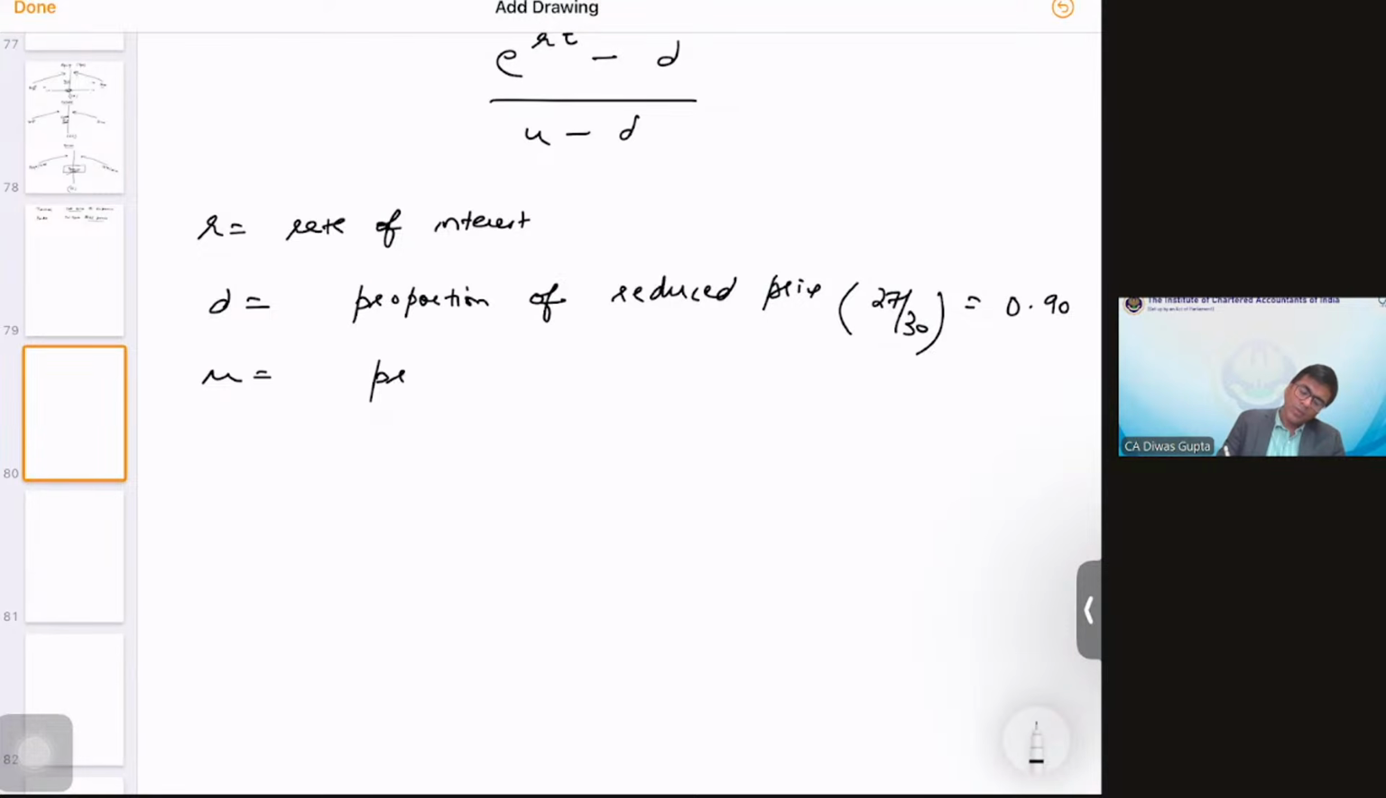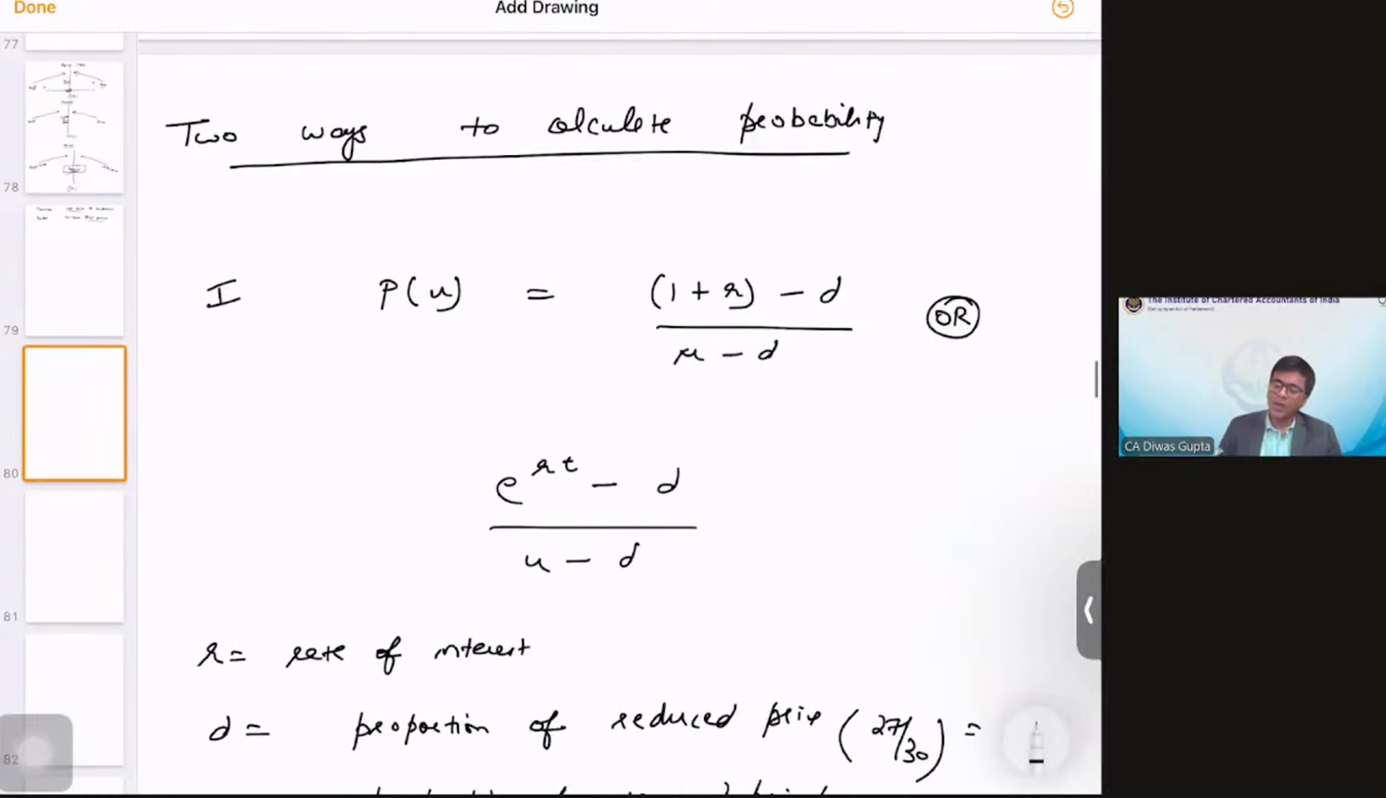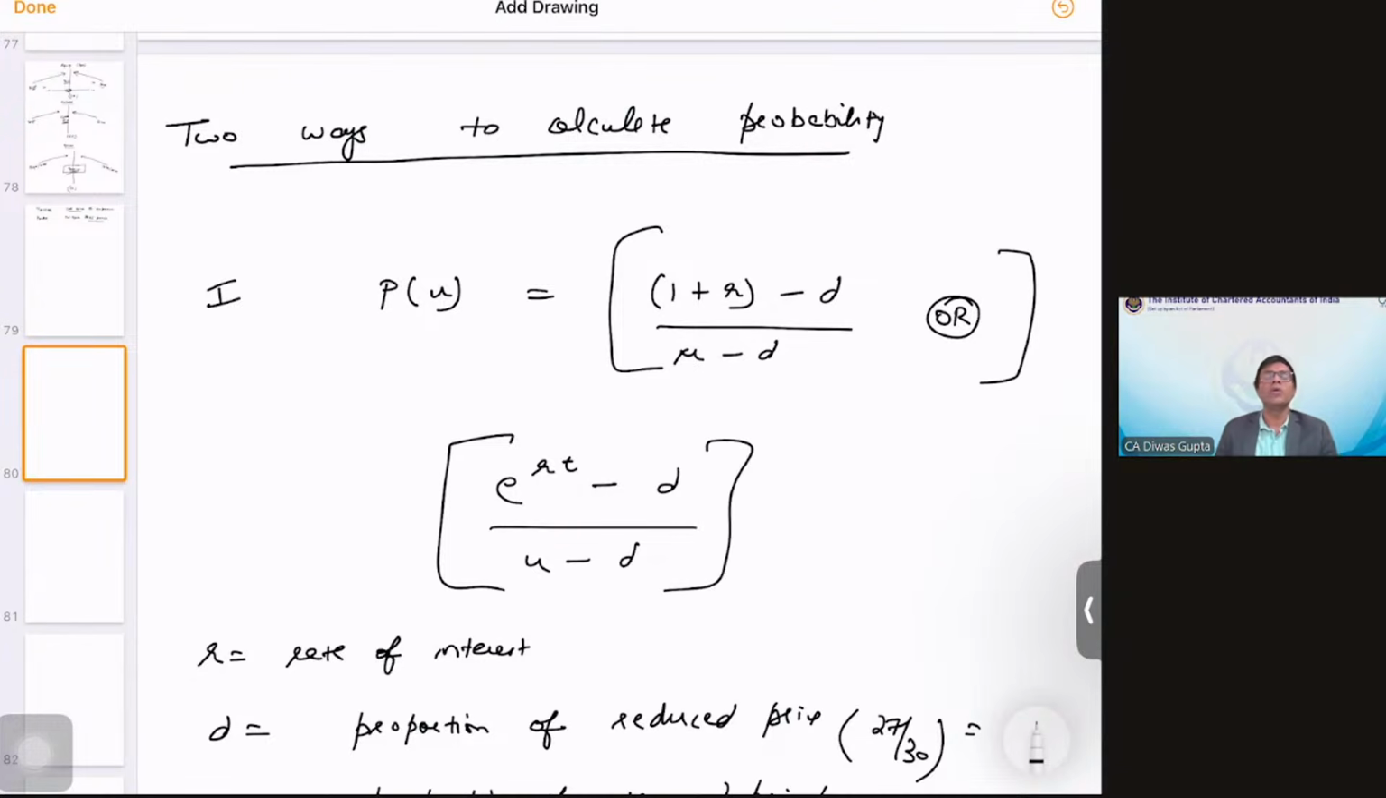U is equal to proportion of increased prices, which is 33 by 30, right? So which effectively becomes 1.10. Now, if it is a simple compounding or a simple method, this becomes the formula. If there is a continuous compounding, sometimes the question might tell you that there is a continuous compounding, e raised to the power RT minus D divided by U minus D, students. Correct?